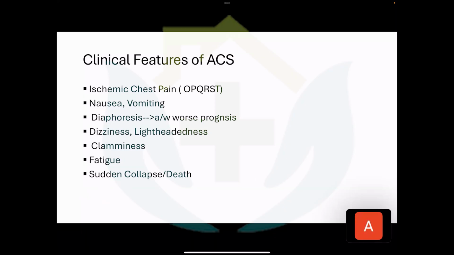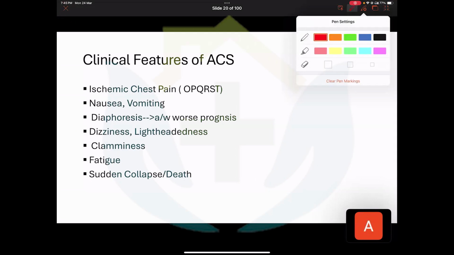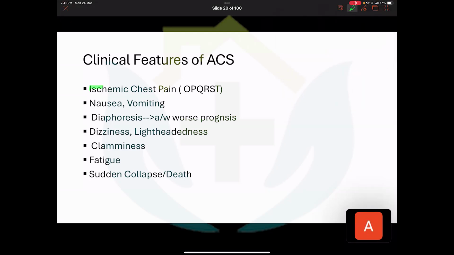Clinical features of acute coronary syndrome. I have already discussed the typical chest pain. So other than the chest pain, what will be the findings? This is obviously the number one finding, right? The other finding is diaphoresis. In the EDIC exam also, they give a lot of importance to diaphoresis. Why? Because studies have shown that this is associated with worse prognosis.